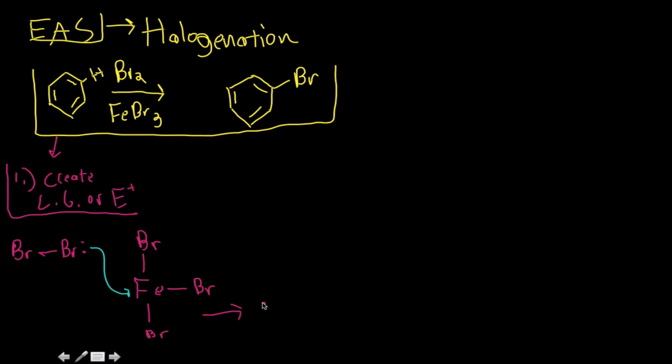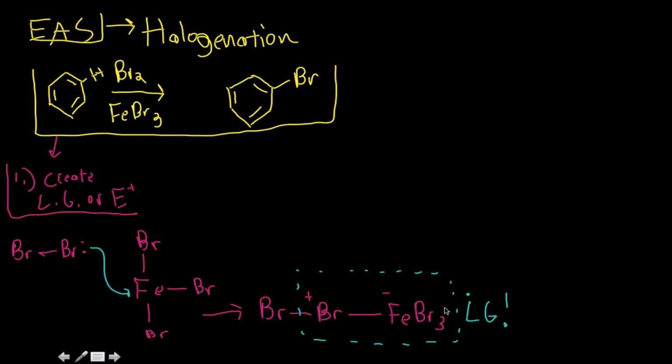And what you get out of this is a bromine here with a bromine, positively formal charged, and I'm just going to write this out as FeBr3, but with a negative formal charge. And this right here, this is your great leaving group. This is what will drive this reaction so well. It's not the benzene. We have to remember those pi bonds in benzene are super, super stable. So we need something that's really unstable to react with that. And so that's the first step.